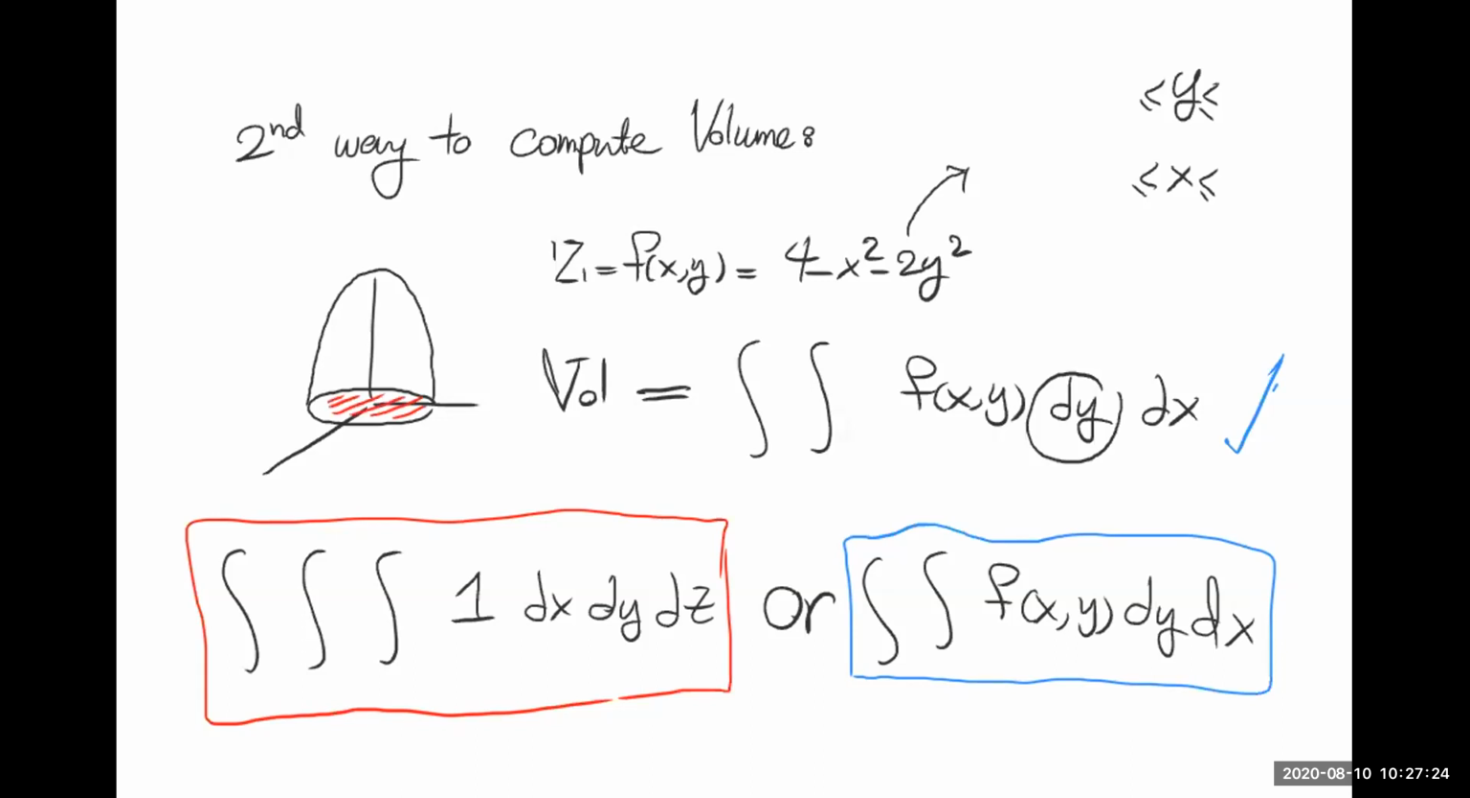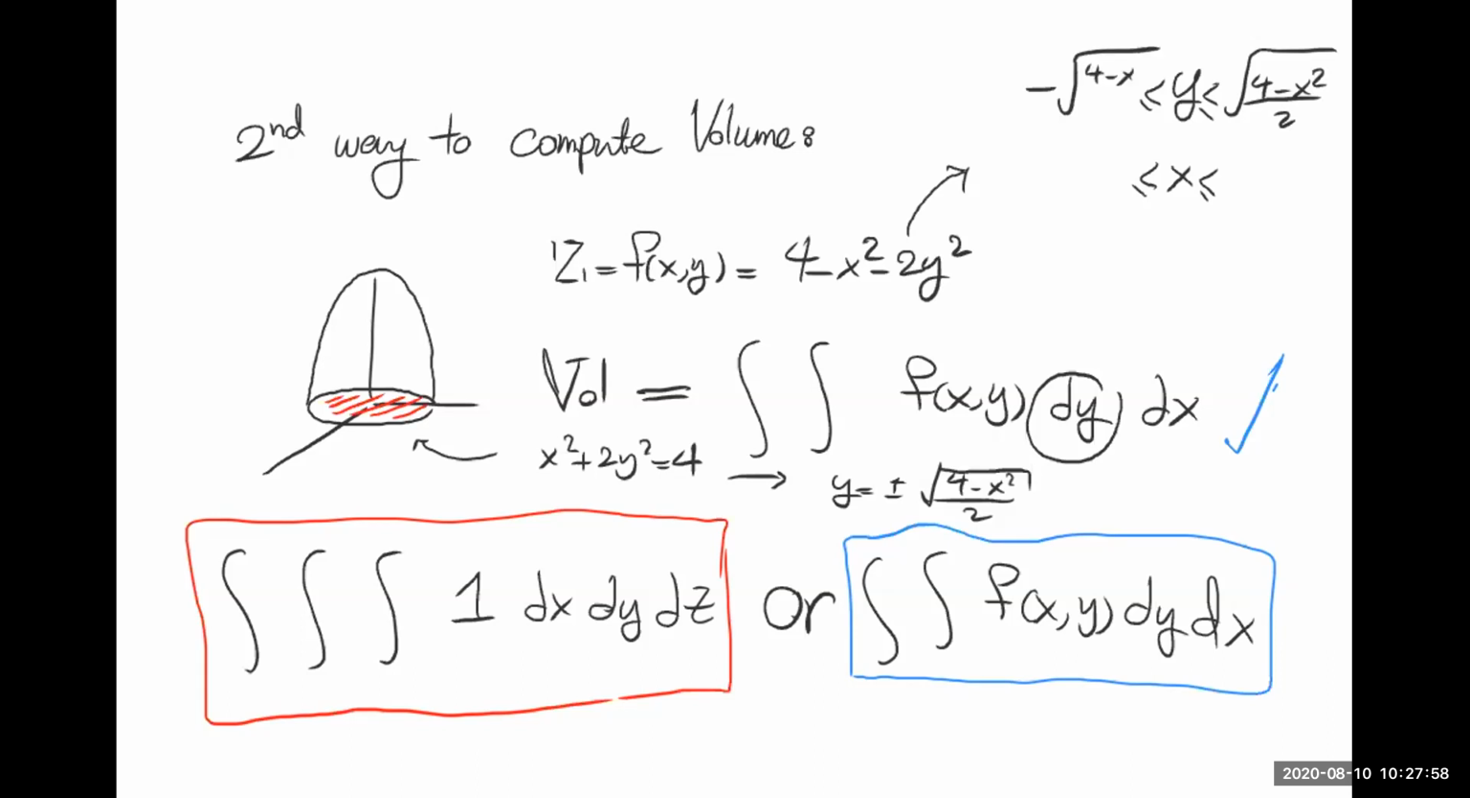There's an ellipse there, as you can see. And the equation of this ellipse here is x squared plus 2y squared equals 4. So if I isolate y here, I would get y is equal to plus or minus the square root of (4 minus x squared) over 2. These are actually the bounds for y. This is how to get bounds for y: the square root of (4 minus x squared) over 2 and minus the square root of (4 minus x squared) over 2.